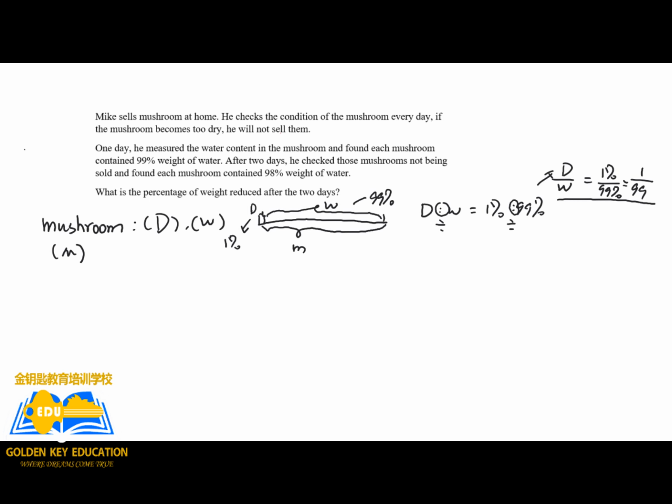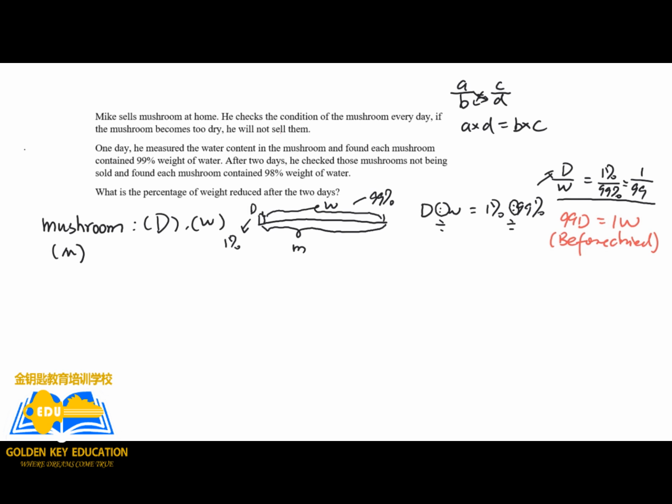Here is some additional technique I would like to teach. If you have anything like A over B equals C over D, like in this case D over W is A over B and 1 over 99 is C over D, then we can do something called cross multiply. So we get A times D equals B times C. If we do that, using a different color, 99D will be 1W. This is what happens before the mushroom dried.